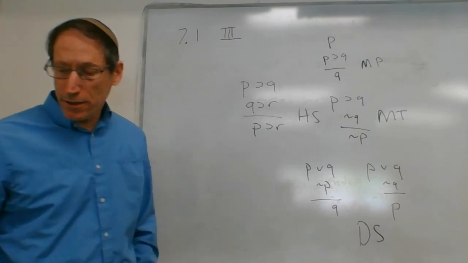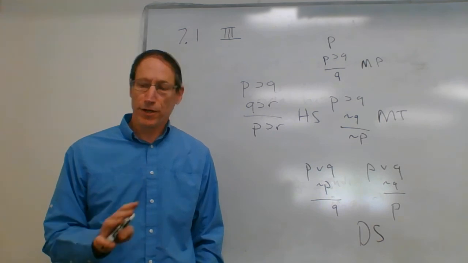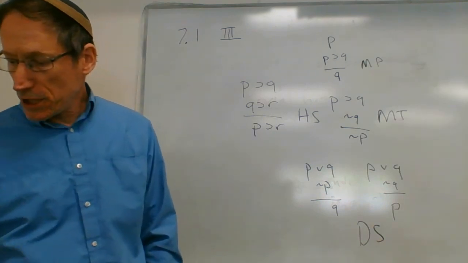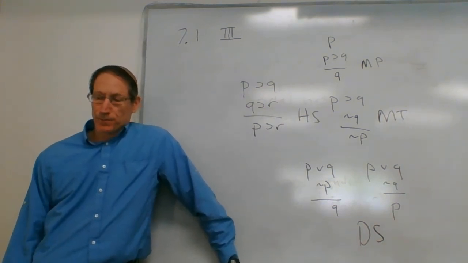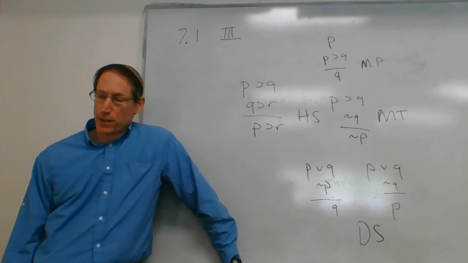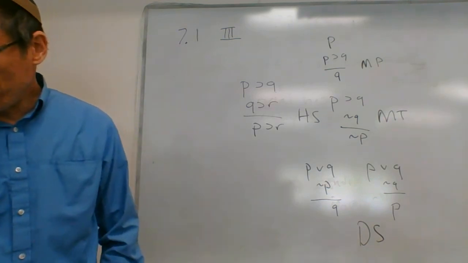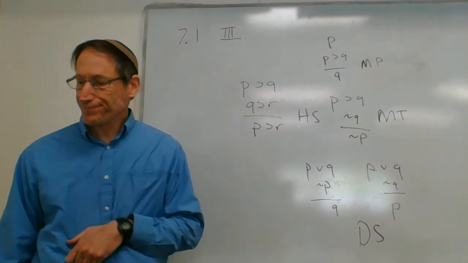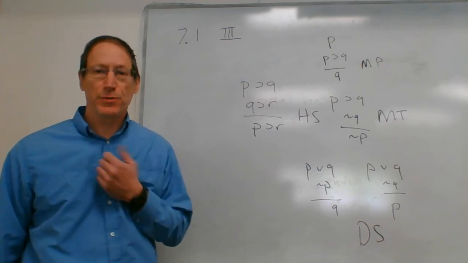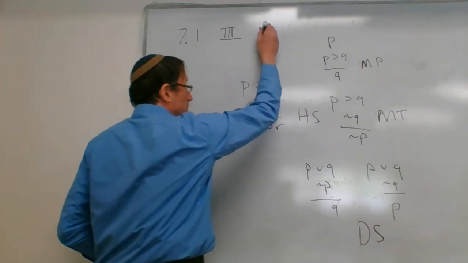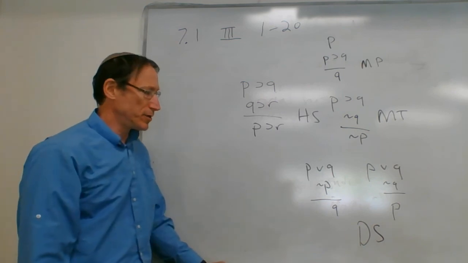Okay, so let's take a look. Really, what your homework is, is to do 7.1 Roman numeral 3. There's a lot there. At least in my book, I see that there are 25 examples. Ideally you should try to do all of them, but at least try to do 1 through 20. So this is your homework, 1 through 20. Now I'm going to do a few of them today on the board, so you really don't have to do those for homework.